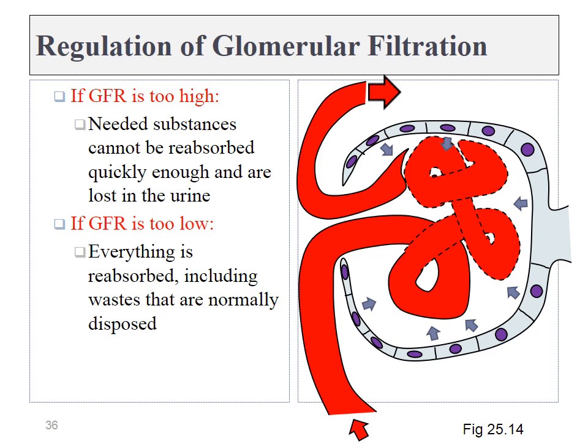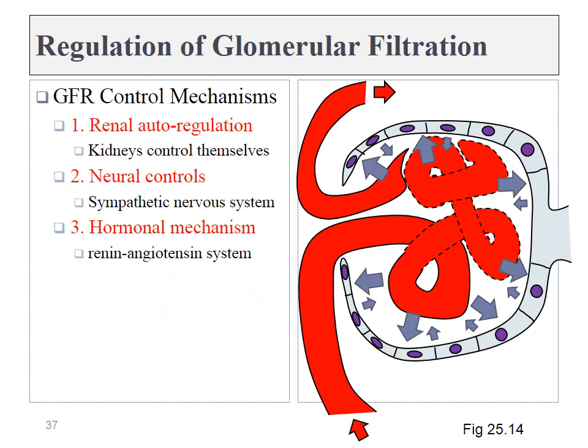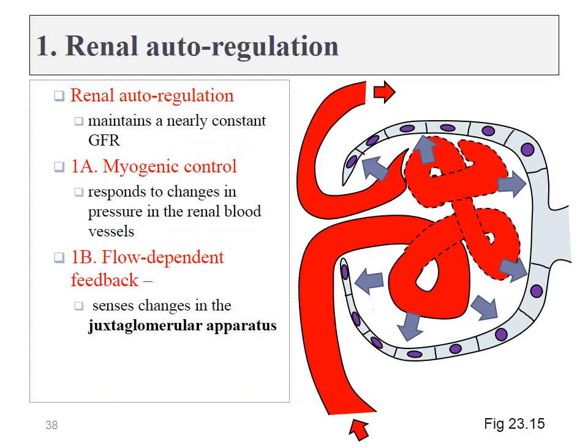So, we're going to need to keep GFR within a narrow window, and that's going to mean homeostasis. And that means we have a number of homeostatic mechanisms involved here. Not just one, but several. And by several, I mean 3. We've got renal autoregulatory mechanisms, we have neural controls, and we've also got hormones. So let's talk about these 3 one at a time.